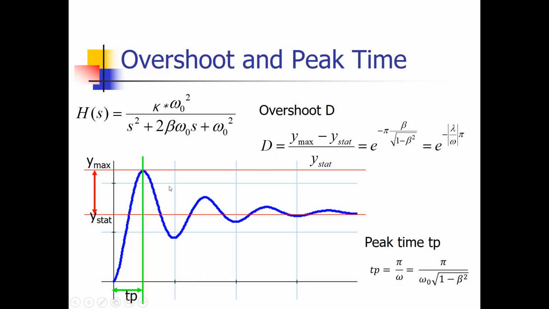Then we have another definition, and that is the peak time. The peak time is the time at which the maximum overshoot occurs, and you can calculate it by dividing pi over omega, which is the imaginary part of your pole. And you can also substitute it by omega 0 times the square root of 1 minus beta squared. So again, based on the parameters of your system, you can calculate at what time the overshoot will occur, of course when you put a step to the input.